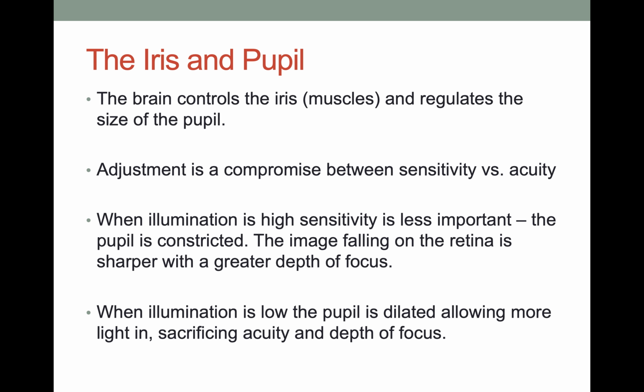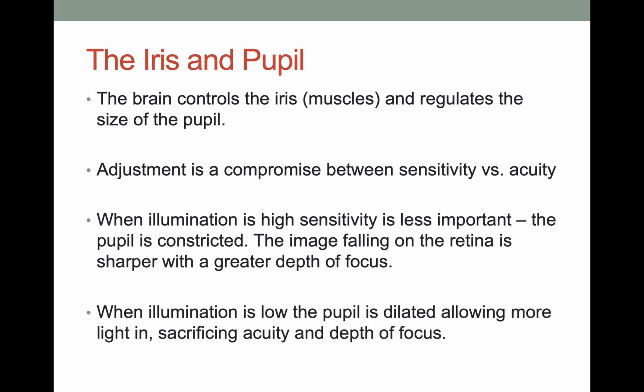The brain controls the iris muscles and thus regulates the size of the pupil, constricting it in bright light and dilating it in dim light. The adjustment of pupil size in response to changes in illumination represents a compromise between sensitivity, which is the ability to detect the presence of dimly lit objects, and acuity, which is the ability to see the details of the object. When the level of illumination is high and sensitivity is thus not important, the visual system takes advantage of the situation by constricting the pupils.